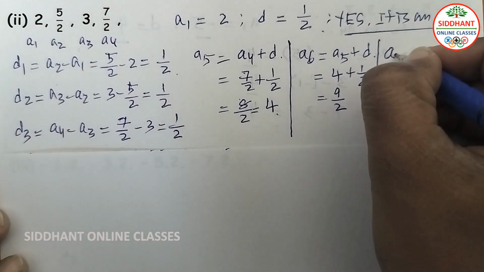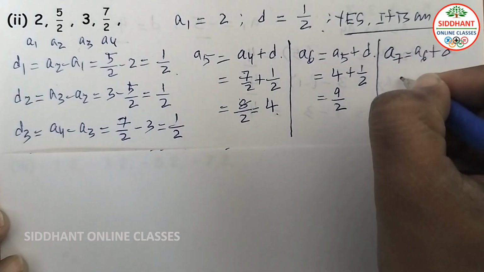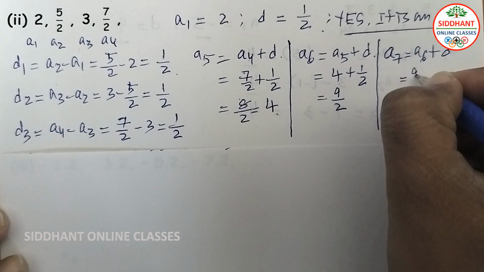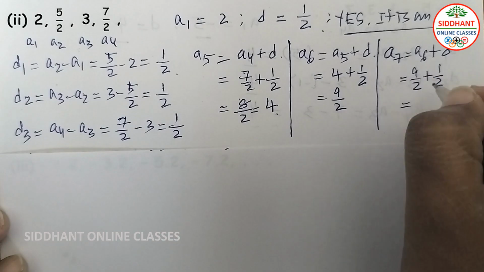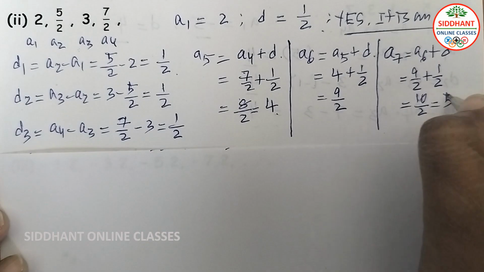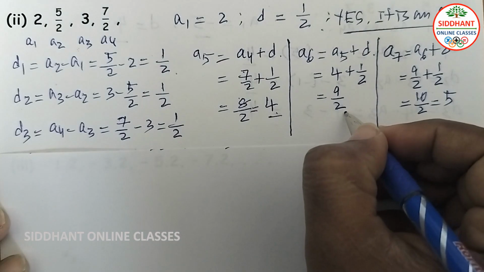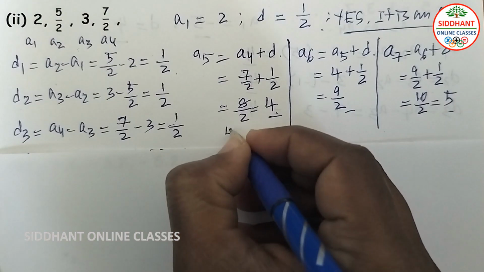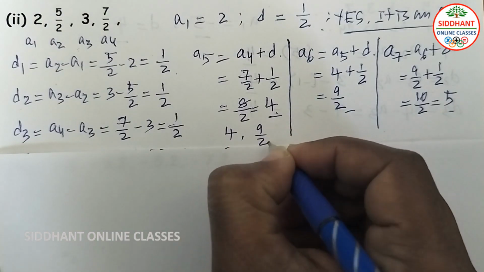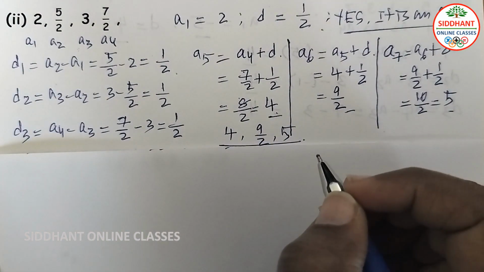Next A7 equals A6 plus D. A6 is 9 by 2 plus 1 by 2, that equals 10 by 2, that equals 5. So the next 3 numbers are 4, 9 by 2 and 5. These are the next 3 terms.